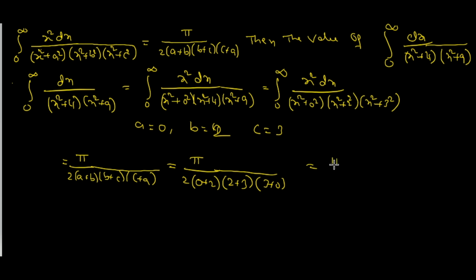That is equal to pi by 2 into 2, 2 plus 3 is 5, into 3, 5 into 3 is 15, 15 into 2 is 30, 30 into 2, that is equal to 60. So the value of that integral is pi by 60. This is the answer.